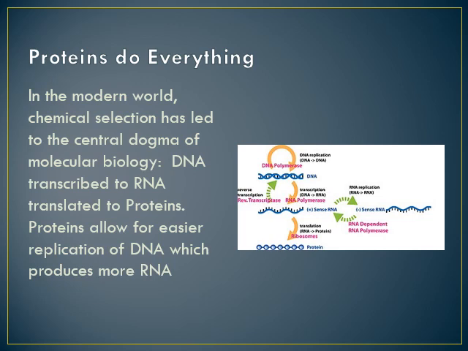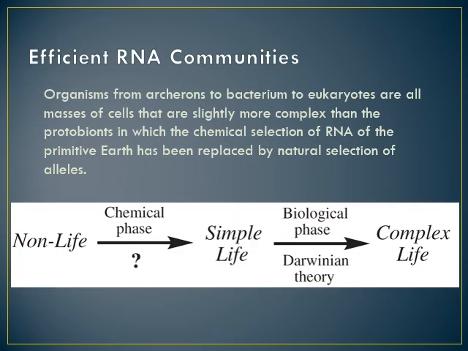So that chemical selection in earlier history led to natural selection. And it ultimately led to the current central dogma of molecular biology, where DNA is transcribed to RNA, RNA is translated to proteins, and proteins allow replication to occur. That's where we are today. If we didn't start there, we likely started with a strand of RNA that was just super good at connecting to other RNA. Self-replication.